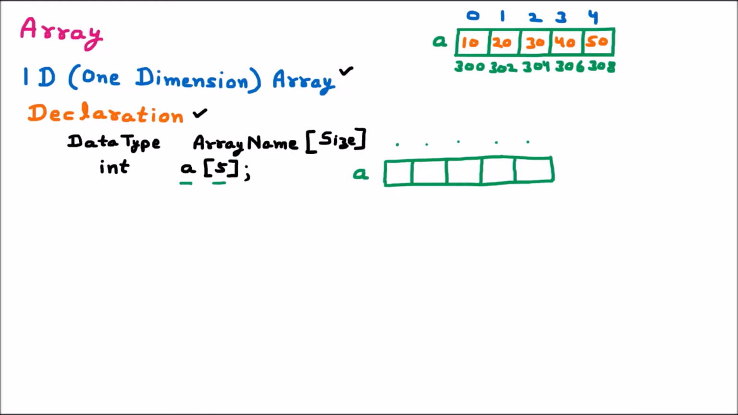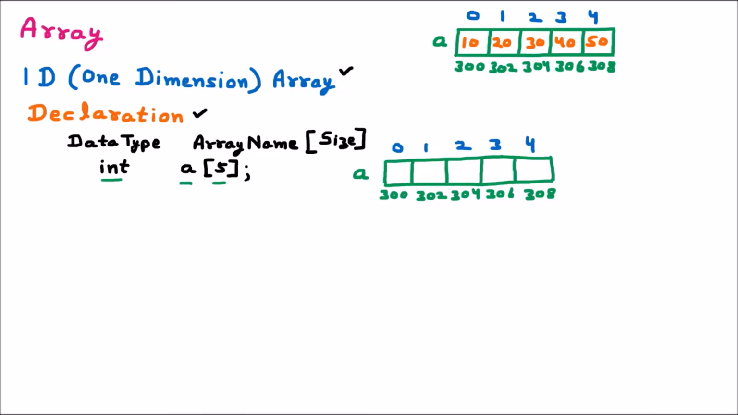We are assuming that here we have an integer which is of 2 bytes. So if the first block starts with the address 300, then the next will be +2, 302, again +2, 304, again +2, 306, again +2, that is 308. We know that an array can be accessed using the index because it is a sequential memory allocation. So here 0, 1, 2, 3 and 4. So this is how we can declare the array.